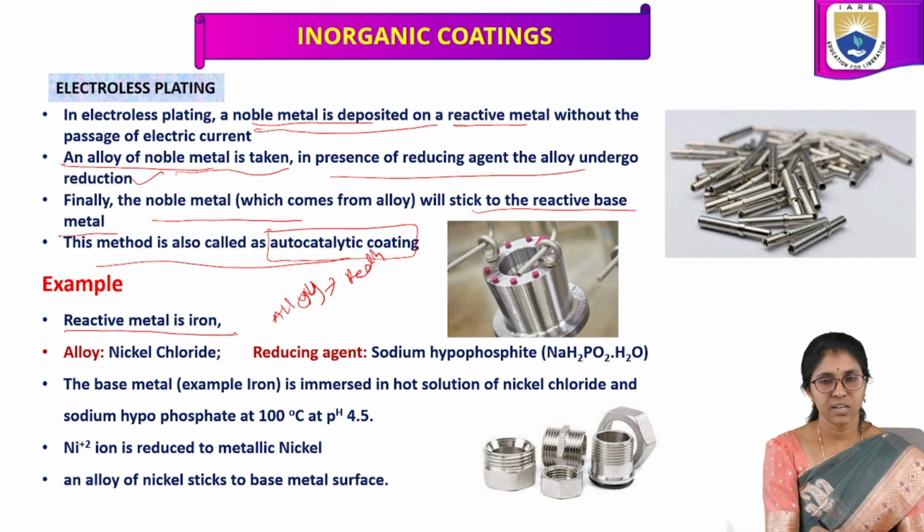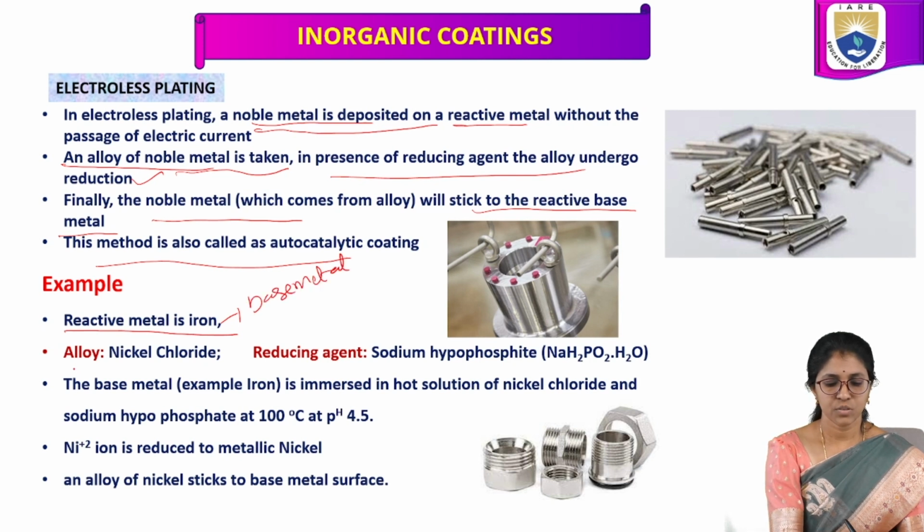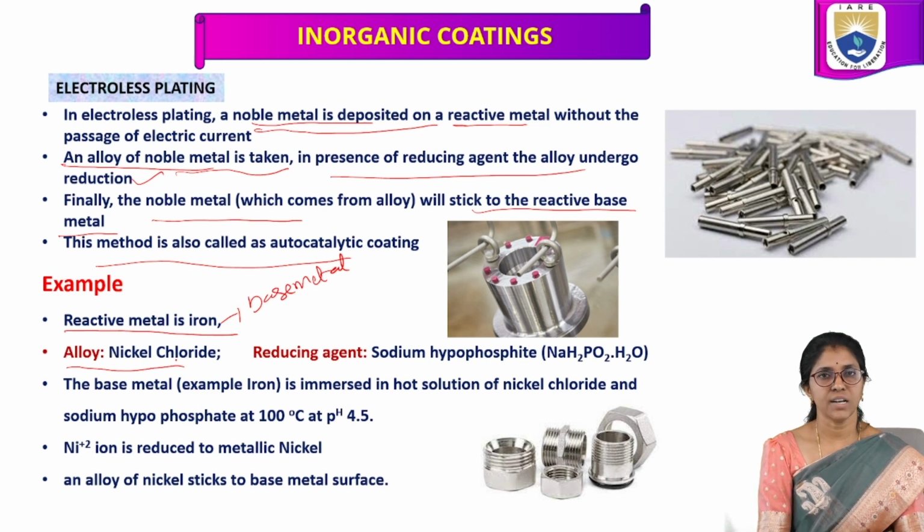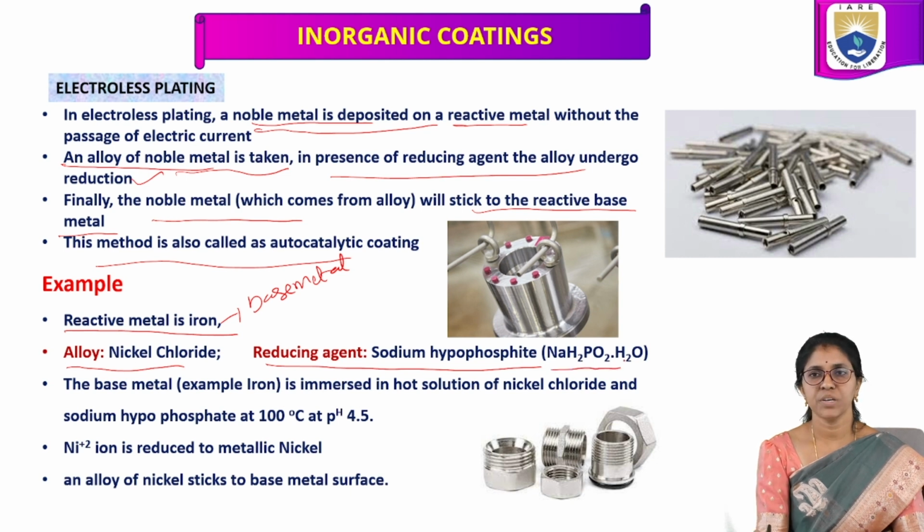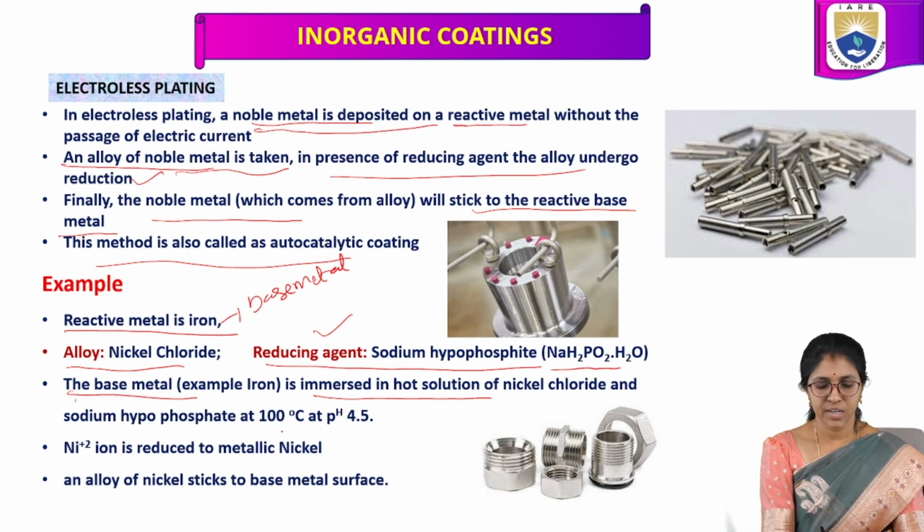For example, the reactive base metal is iron. Here we are taking nickel chloride, and the reducing agent is sodium hypophosphite, NaH2PO2·H2O. The base metal, for example iron, is immersed in a hot solution of nickel chloride and sodium hypophosphite at 100 degrees centigrade at pH 4.5.